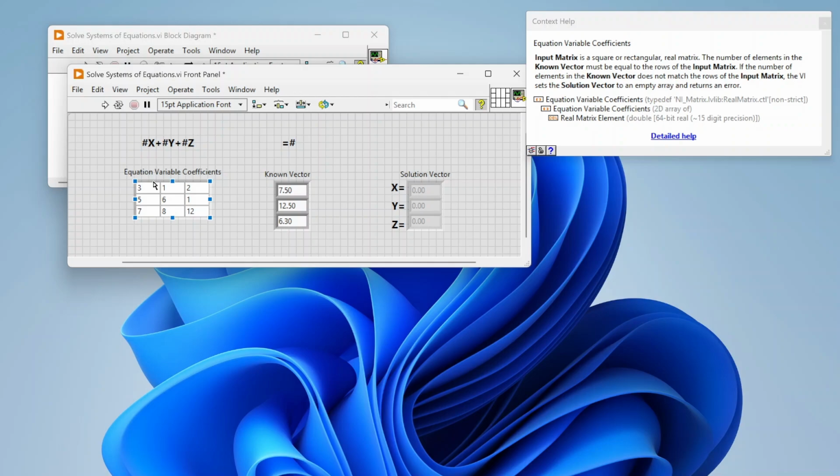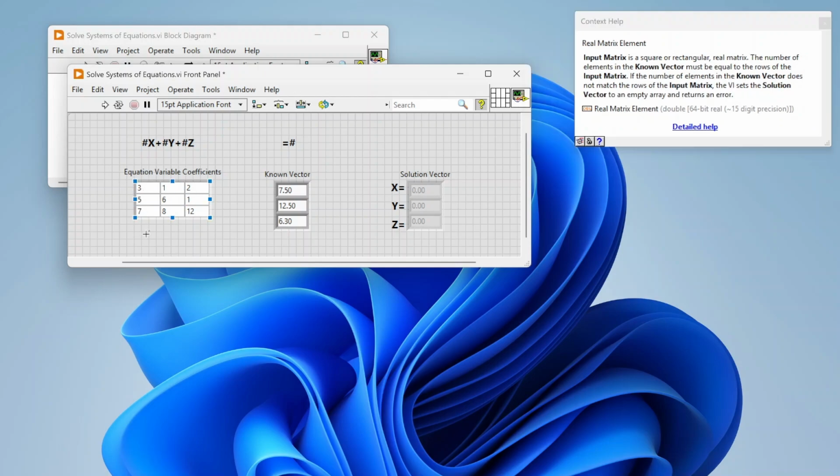This is a real matrix. So I'm just doing a 3 by 3, so this is going to be a 3 equations, 3 variables scenario. Here we're inputting coefficients. Just pretend this is an equation in the format of some coefficient times x plus some coefficient times y plus some coefficient times z. So here we're including the actual coefficients that go where these pound signs are.